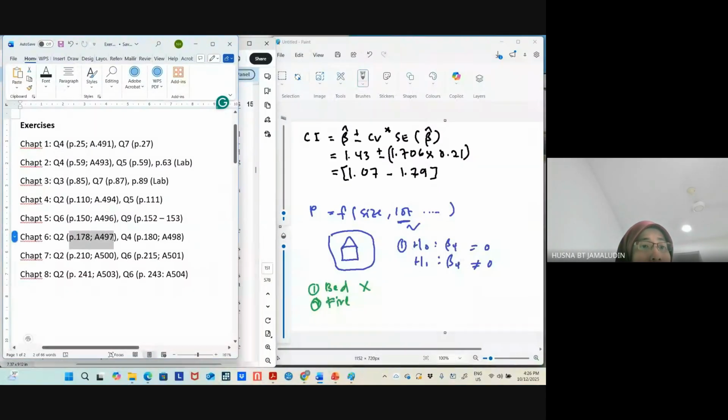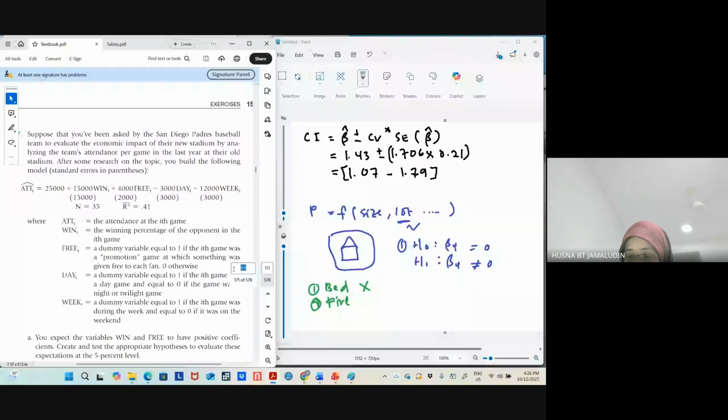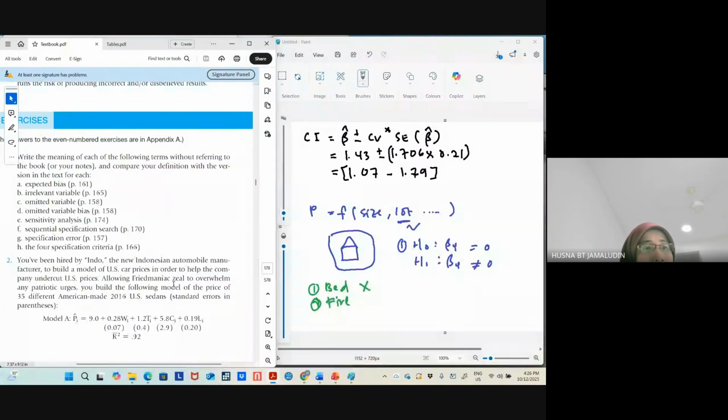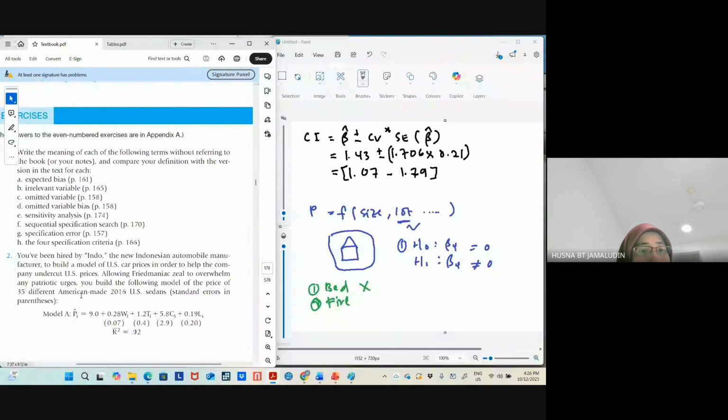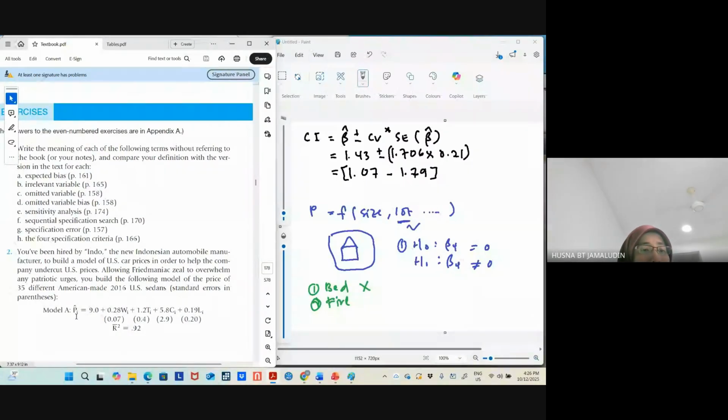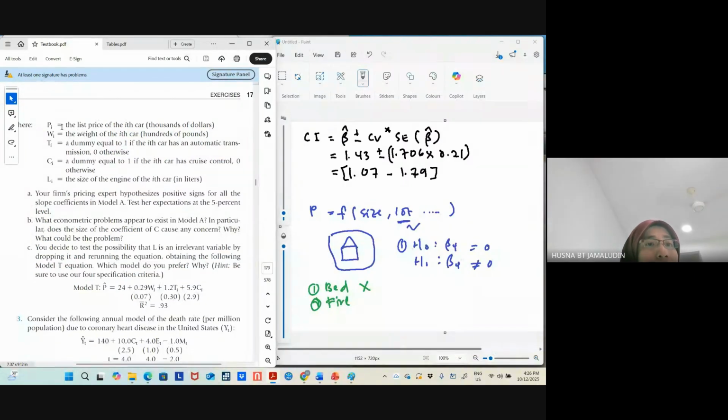So let's go to page number 178. 178, question 2. You have been hired by Indo, which is an Indonesian automobile manufacturer. You are looking at 35 different American cars. Let me look at the equation. So this is the price of the car, the factors affecting the price of the car. What is WT? Let me see. P is the list price of the car in thousands of dollars.